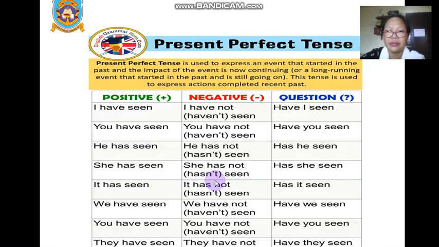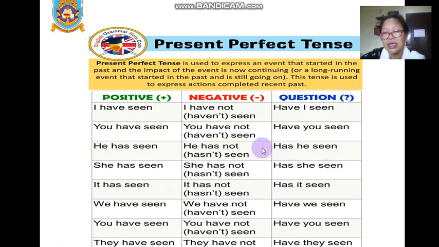Let us look at some examples. I have seen, positive. I have not seen. Have I seen? Here will be a question mark. This is all question, interrogative sentences. She has seen. She has not seen. Has she seen? It has seen. It has not seen. Has it seen?